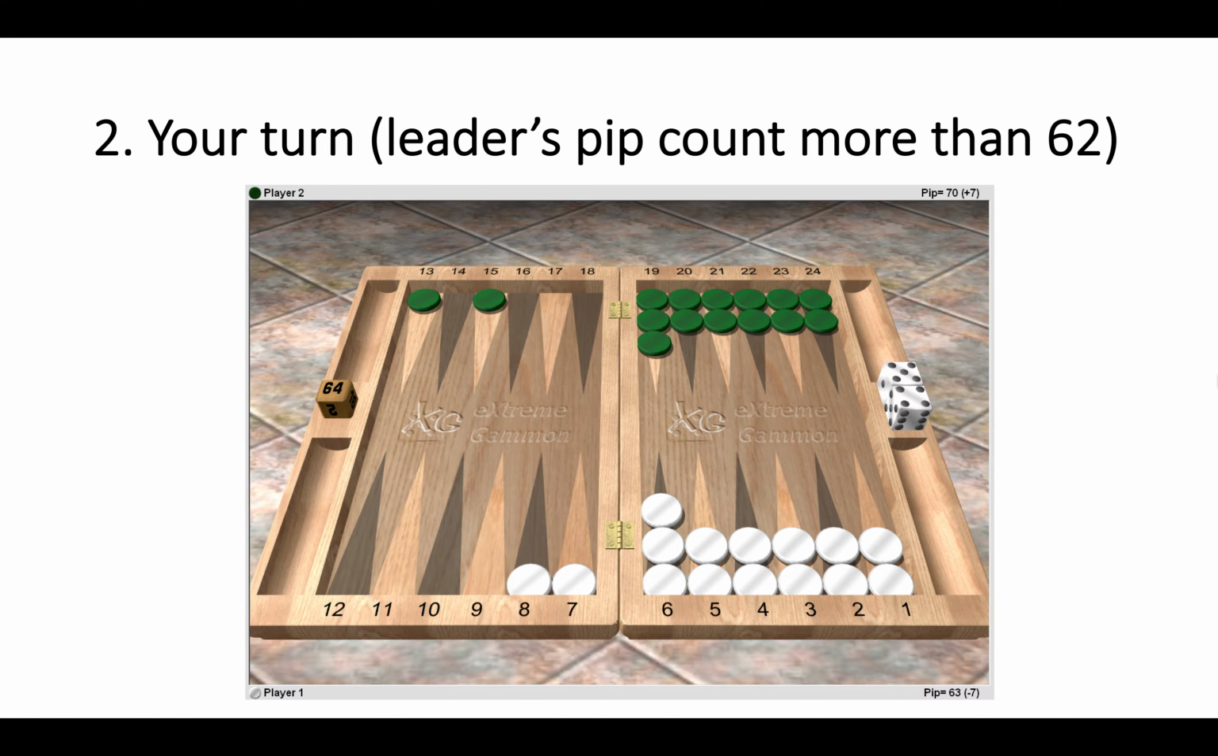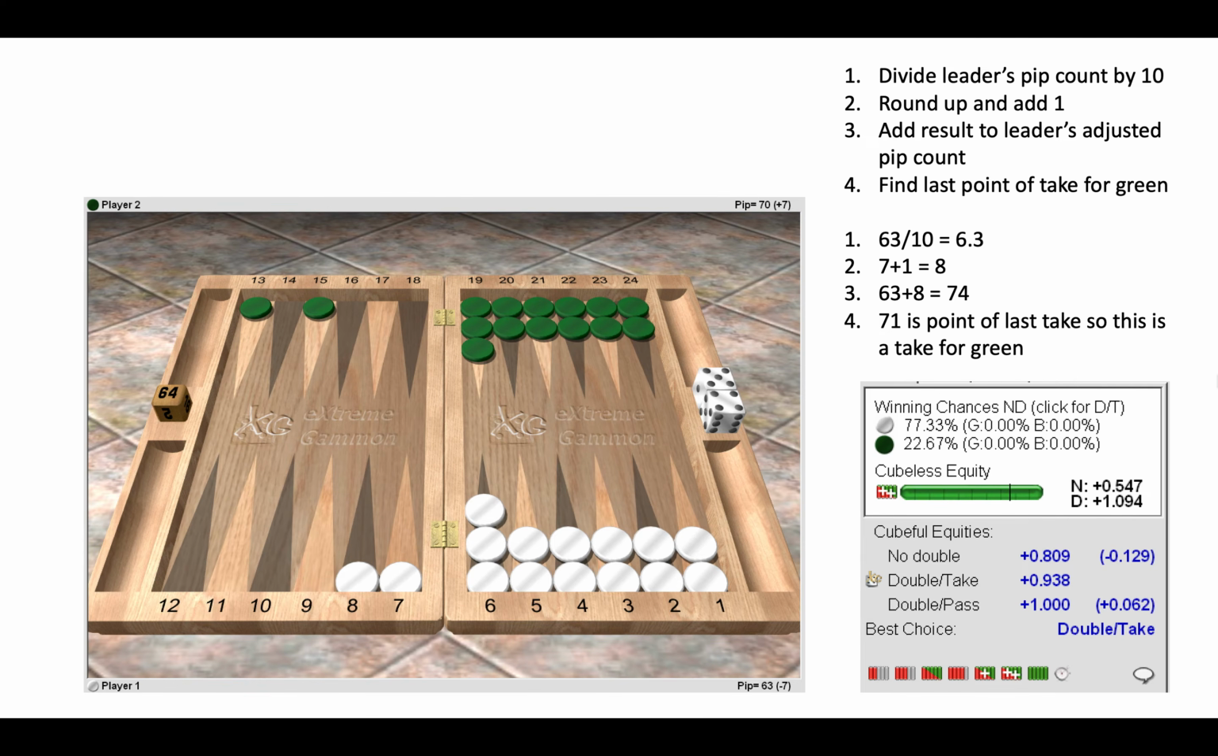Now, on the second one, the leader's pip count is more than 62, so we need to go to rule 2 and do those calculations. Can you remember what they are? Pause the video. So now we divide the leader's pip count by 10, round up and add 1, so rounding up instead of down, and we add that result to the leader's pip count to find the last point of take.